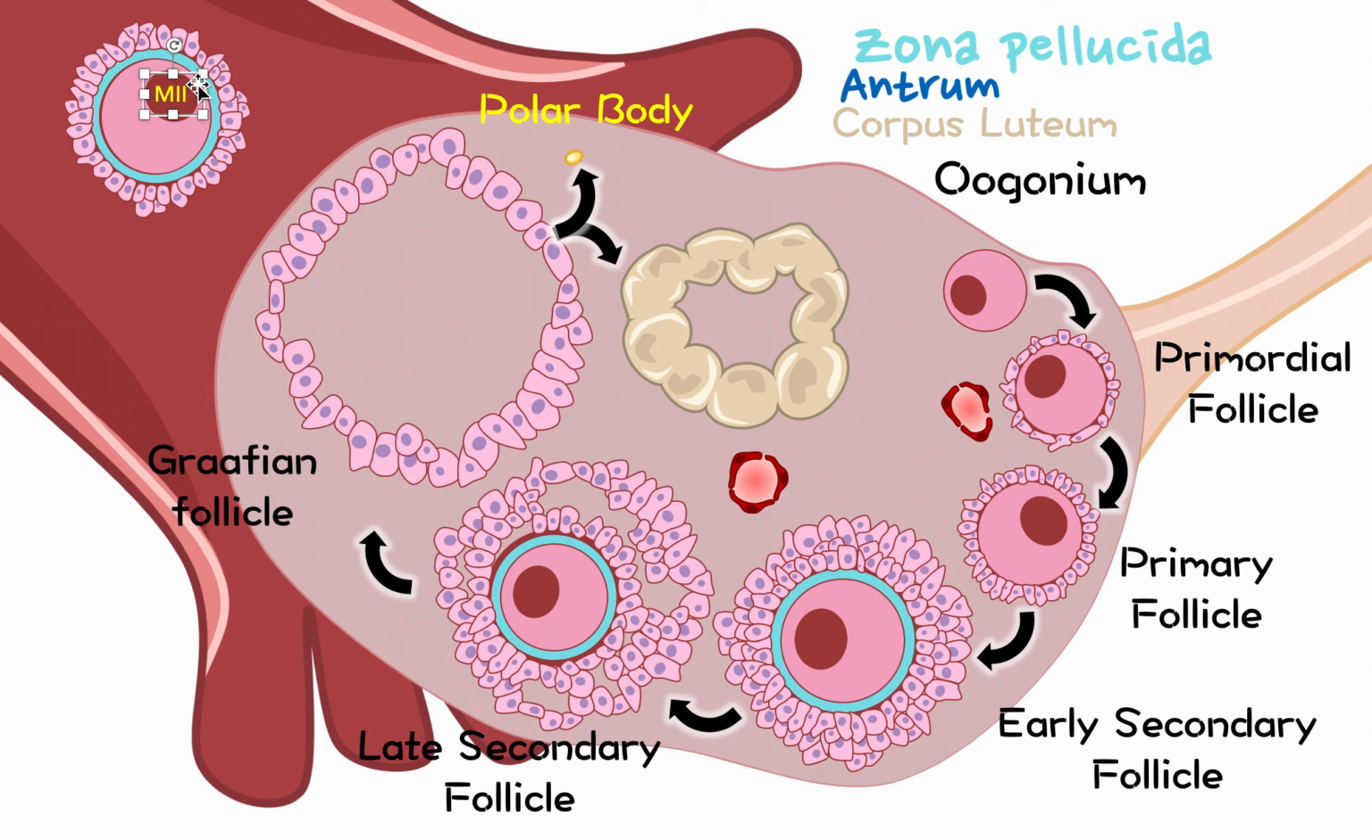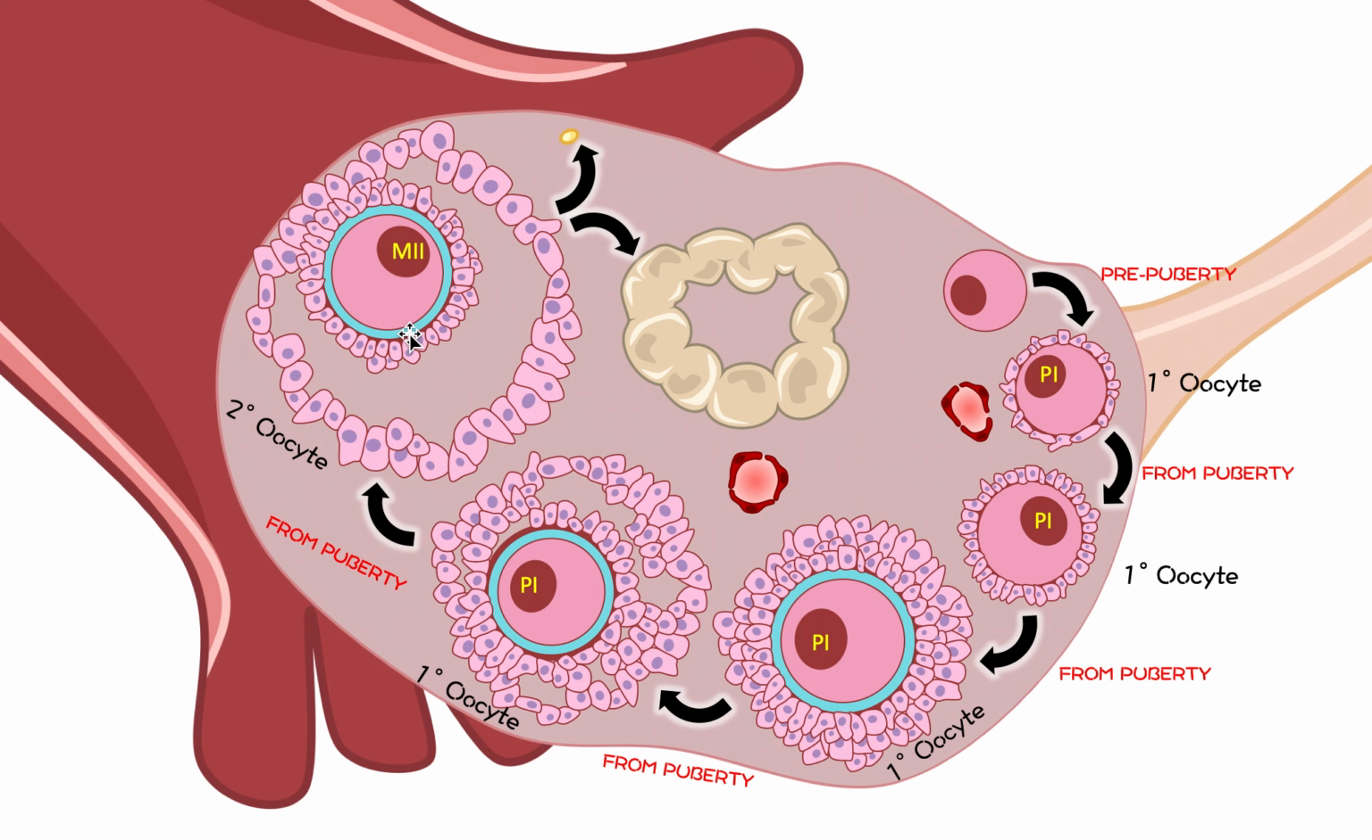Otherwise, it will end here and during the period, it will leave the body, right? With the period blood, right? So that's important to understand. So I hope this makes now a bit more sense in terms of the meiosis part.